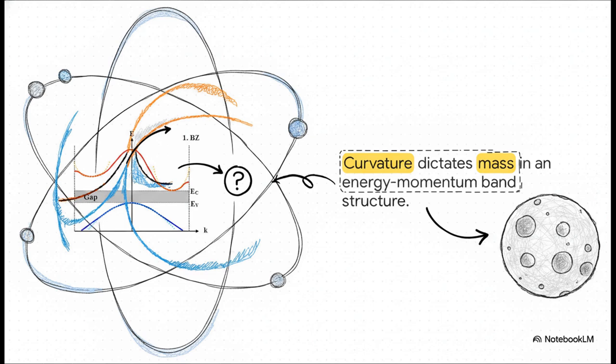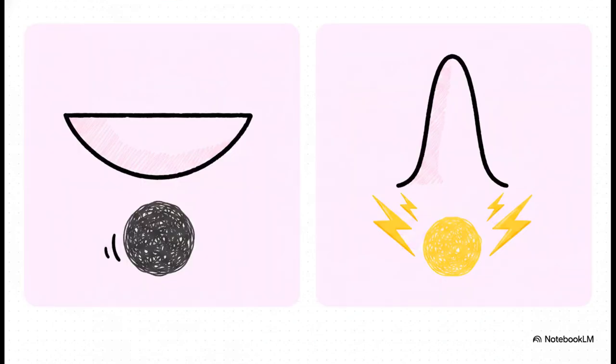Now, physicists will gladly tell you that effective mass is mathematically tied to the inverse of the second derivative of the dispersion curve. Try saying that 3 times fast. But in plain English, it just means curvature literally equals mass. And you can see how this plays out perfectly right here.